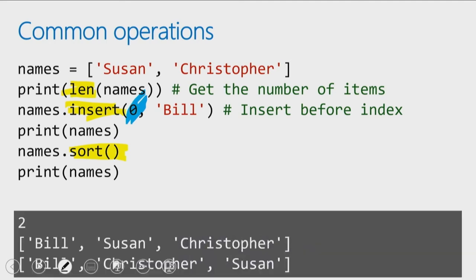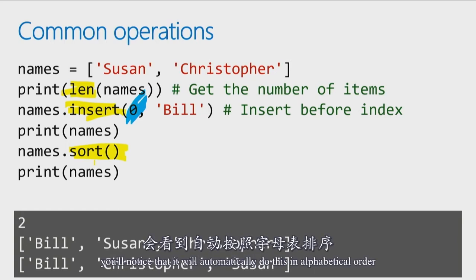So when we run this, you'll notice that it will tell us that we have 2 items to start because we didn't insert Bill in. Then when I call insert and then I put in Bill, it's going to put it at the very beginning. And then finally, when we call sort, you'll notice that it will automatically do this in alphabetical order.